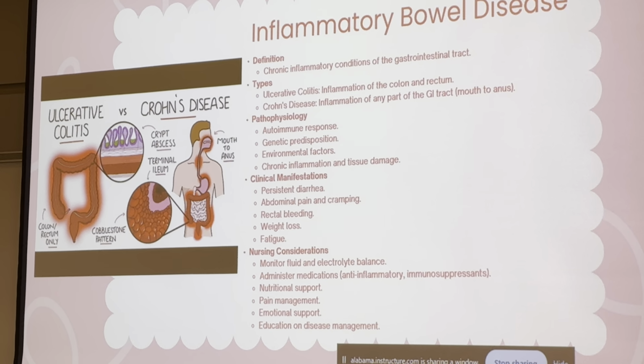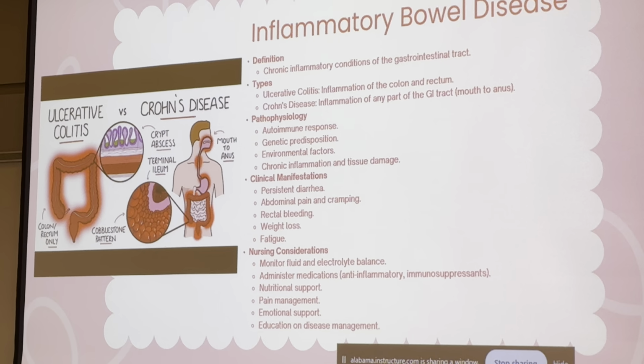So ulcerative colitis is typically going to just be the large colon, but can affect portions of the small intestine, but it's usually just the large colon. And then Crohn's disease, we call it mouth to anus, is going to be the whole entire roadway, because we're going to talk about some cobblestoning.